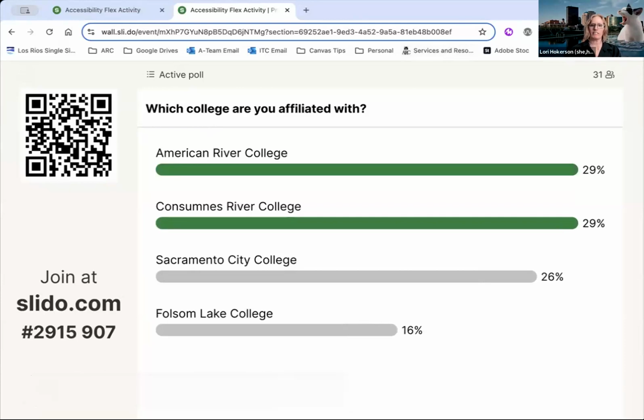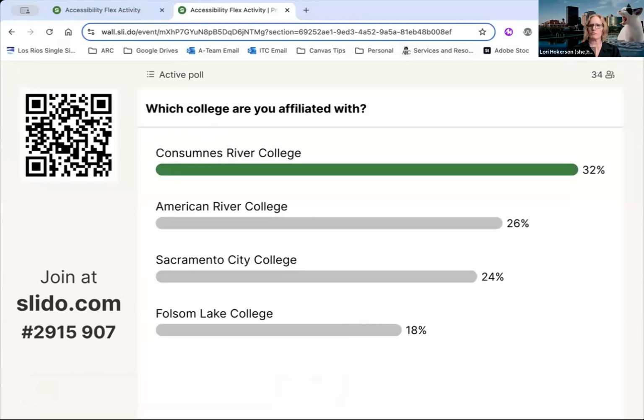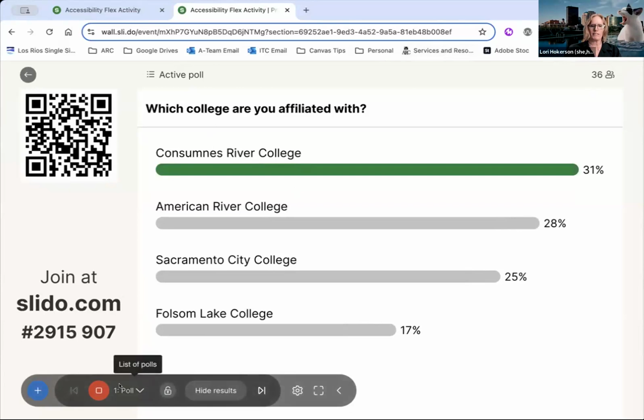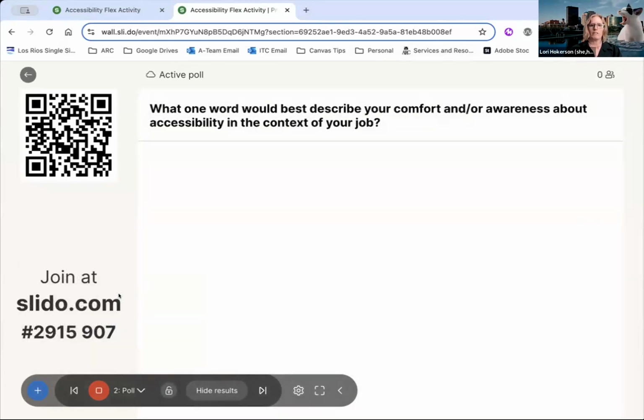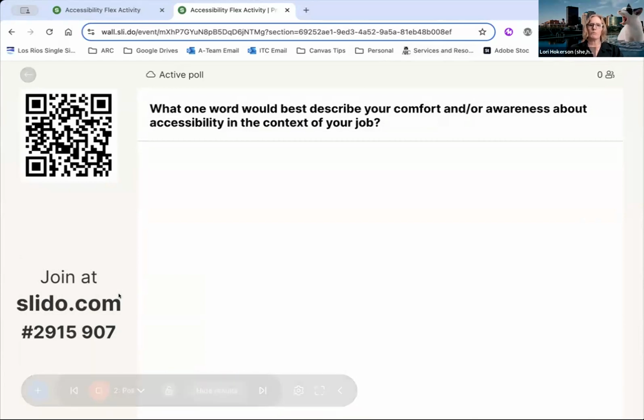We've got a lot of ARC and Cosumnes people and a few more Sac City and Folsom. But again, it's great to have everybody here. You can keep responding. I'm going to move on to the next question. The next question would be, what is one word that would best describe your comfort and or awareness about accessibility in the context of your job? Just one word that pops up. Go ahead and submit that and we will see sort of where we are all as a group.